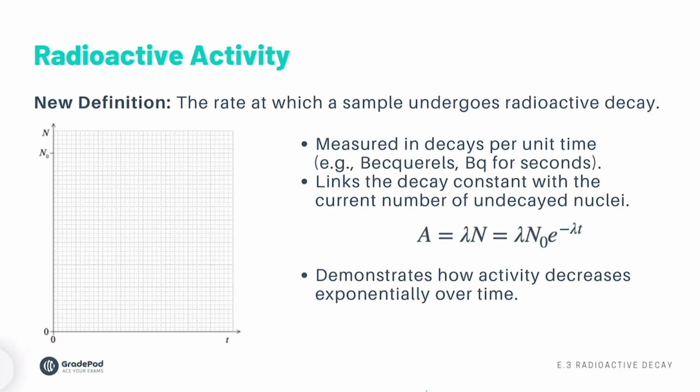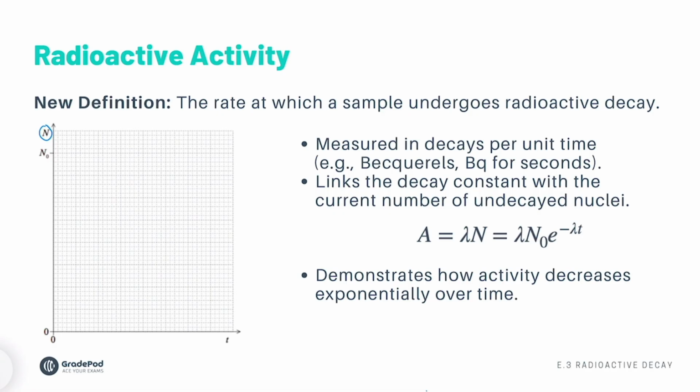Up until now, we've been talking about the number of undecayed nuclei, and you can see on our graph it's been n on this y-axis. But talk to me. How are you meant to find out the number of undecayed nuclei in a massive piece of uranium? It's impossible, right? We need to find a way to actually measure the amount of undecayed nuclei.